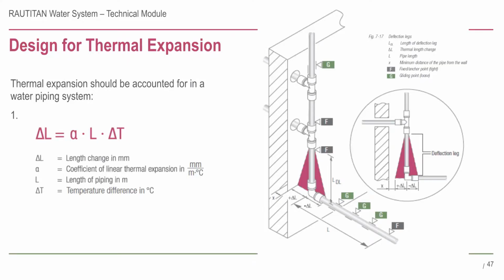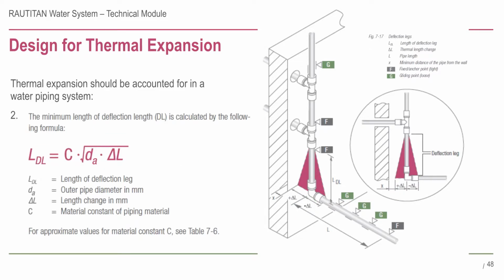Designs for water piping systems should always account for thermal expansion where necessary. So that you have a basic understanding, the first step in the process is to calculate the change in length of the pipe section, resulting from the anticipated thermal expansion. This is a combination of the material properties of the pipe as well as the pipe layout and temperature difference, typically between the ambient temperature and the operating temperature.